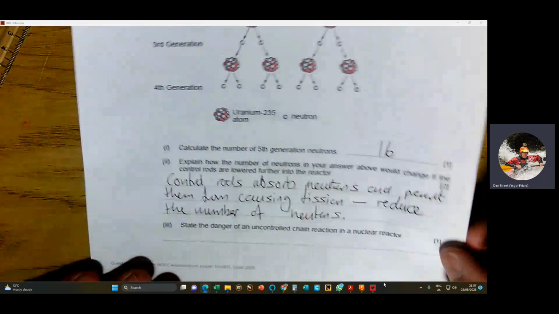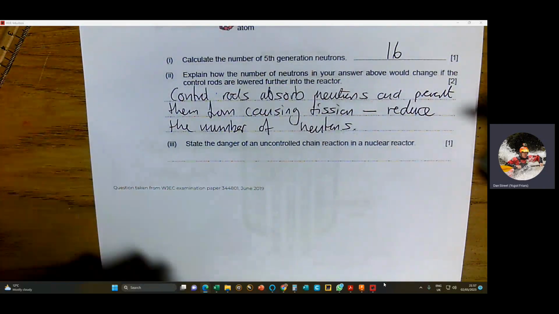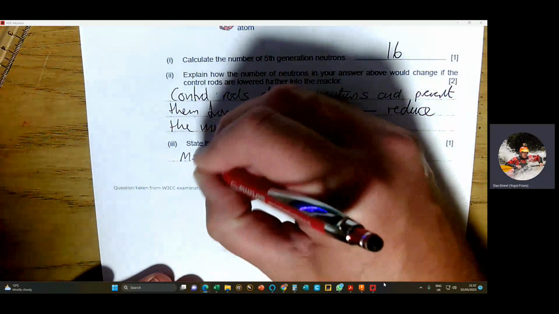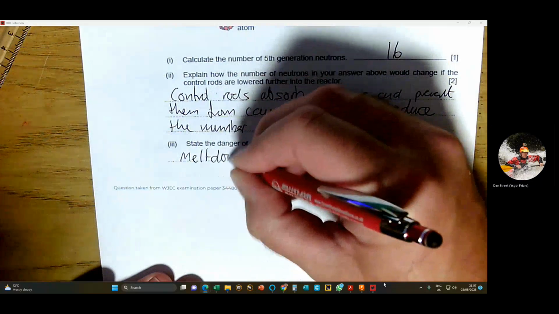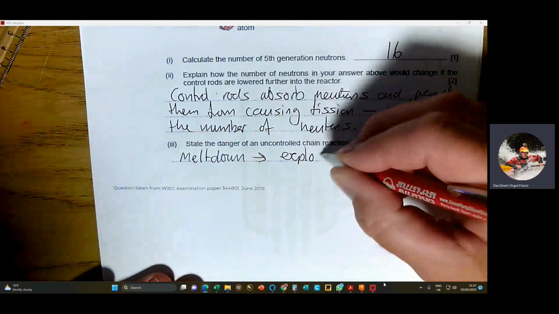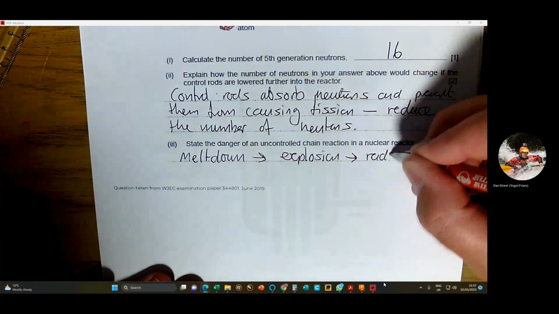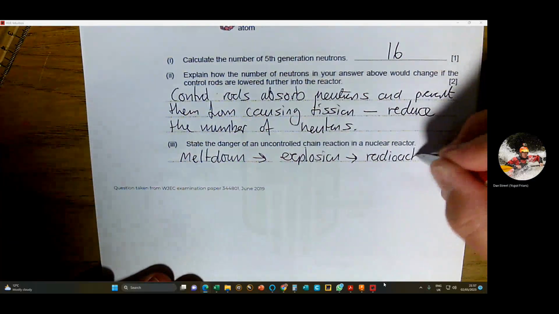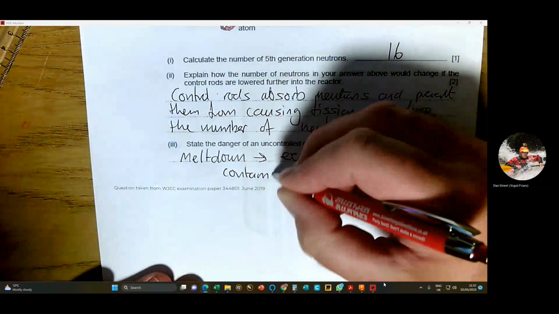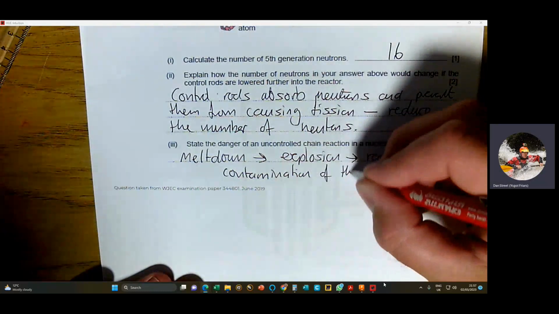Okay, and then state the danger of an uncontrolled chain reaction in a nuclear reactor. Okay, so the dangers are that we could have meltdown. It can also lead to explosions, which also produces radioactive contamination of the environment.